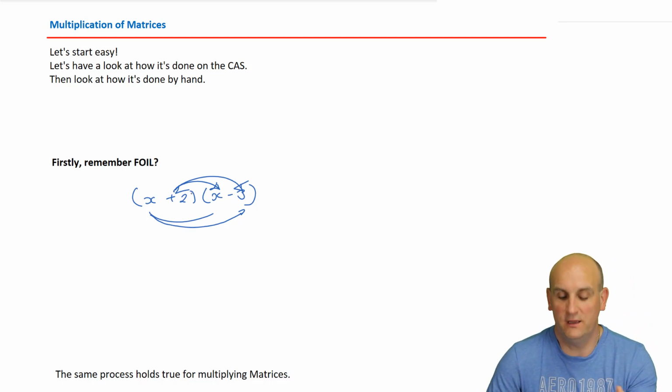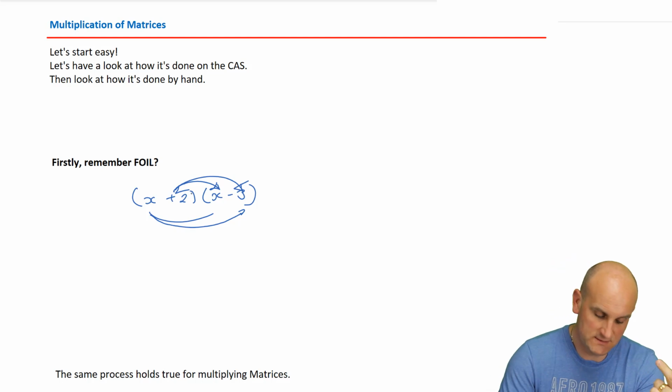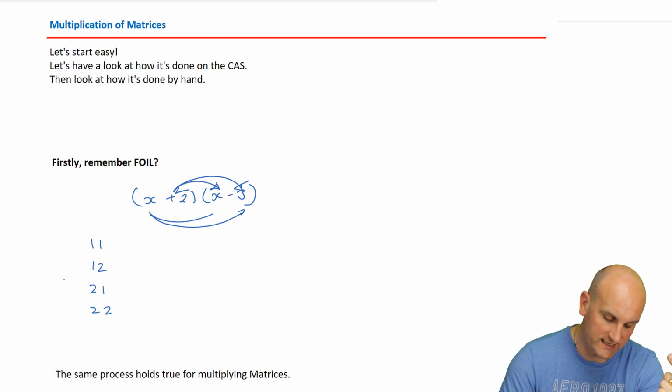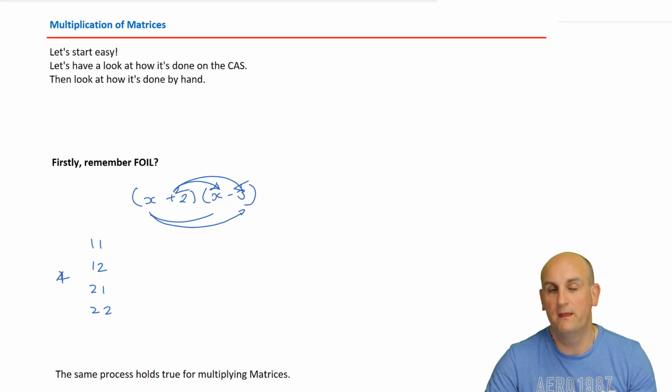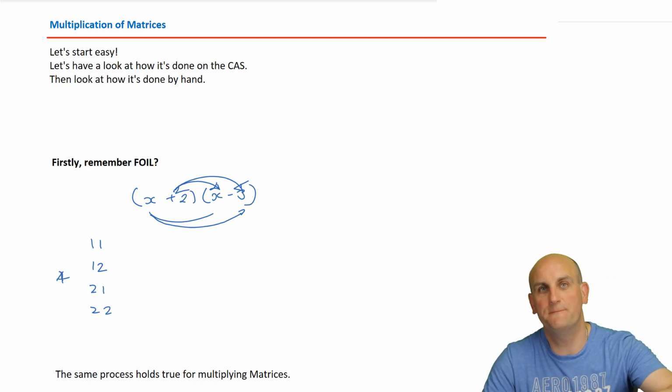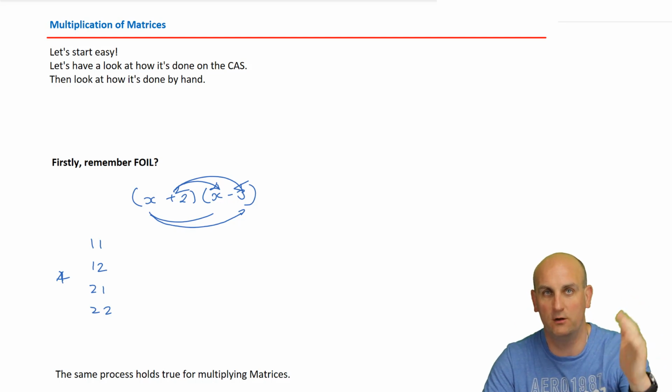I, from the UK, used to think first times first, first times second, second times first, second times second. I actually think this is going to be more useful, because when we multiply matrices together, we have to make sure we multiply rows by columns.